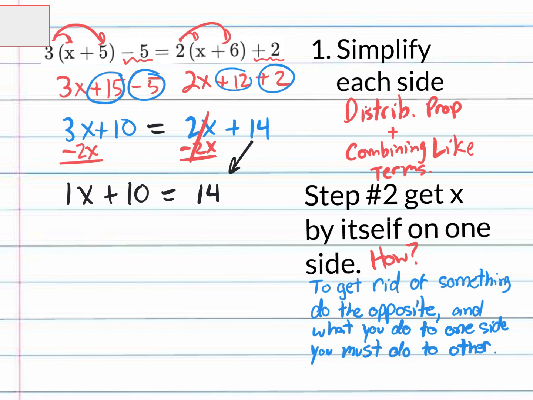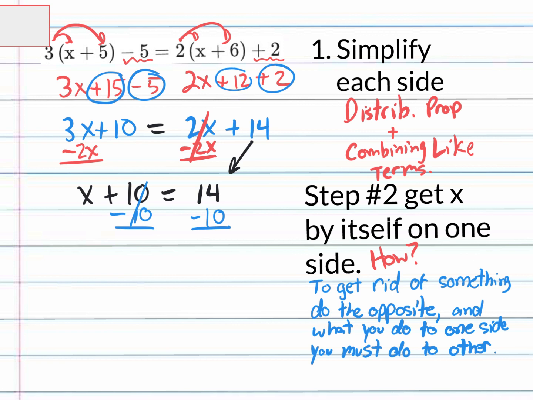So I almost have x by itself. Actually, I don't even need to write that 1 right there. But I do need to get rid of this plus 10. So to get rid of the plus 10, I am going to do the opposite, minus 10. And that's going to be off balance. What I do to one side, I must do to the other, so that way I could maintain the balance, maintain the equality.